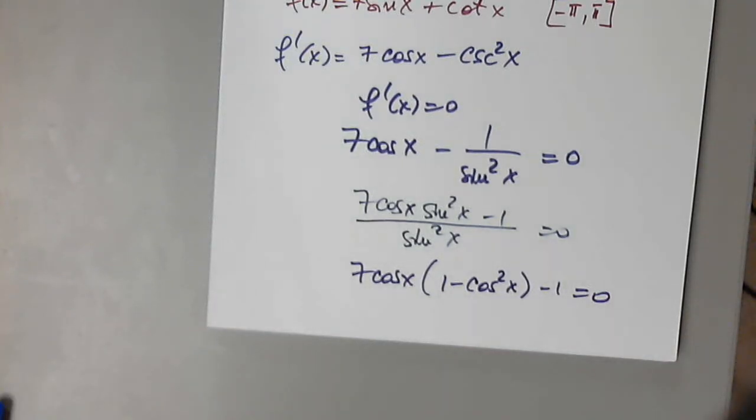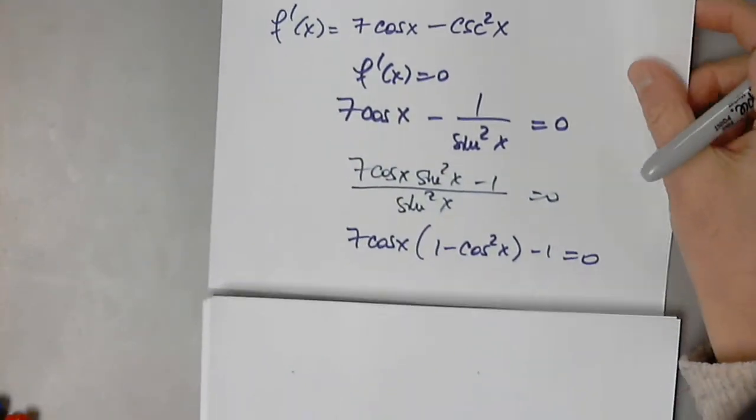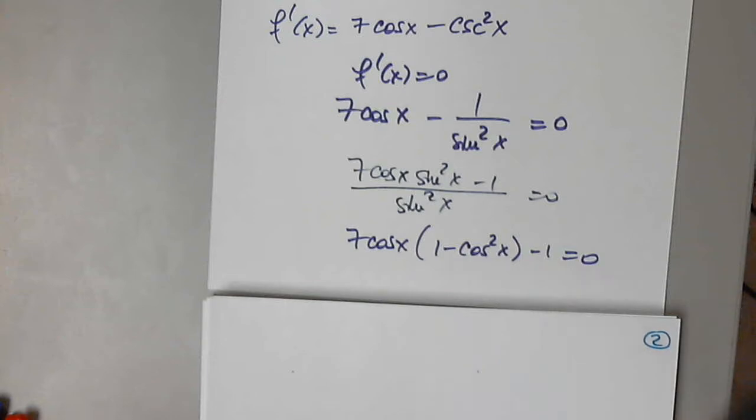I can't solve a trig equation that is not already in factored form with more than one trig function in it. So now we distribute, and I get in trouble, because I have 7 cosine cubed. In order to solve this equation, I have to use a calculator or Newton's method, whichever you prefer. So when I distribute, I have 7 cosine x minus 7 cosine cubed x minus 1 equals 0.